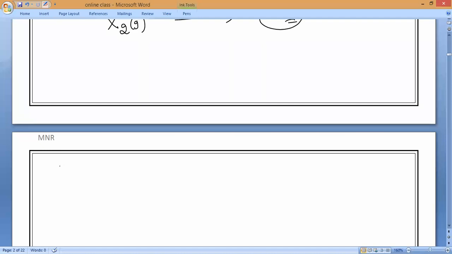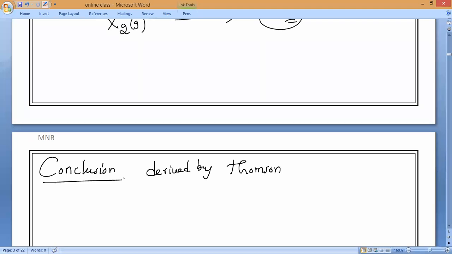Now from all the properties of cathode rays and this experiment, Mr. J.J. Thomson made some conclusions. That is what we'll study now. So please, all of you, write: conclusion derived by Thomson.